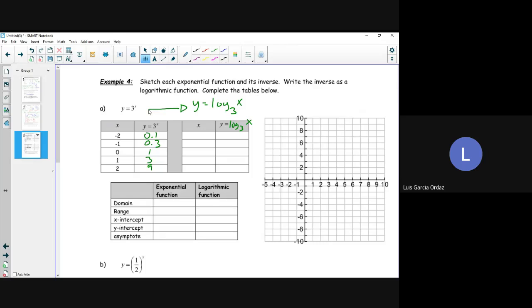So when we talk about an inverse function, what happens to the x values and y values of the normal function? They are switched, okay? So we're taking the same values, except our x values are going to be the y values from the parent function, and the y values of the inverse are going to be the x values from the exponential. So we get 0.1 and -2, 0.3 and -1, 1 and 0, 3 and 1, and then 9 and 2. So now all we're going to do is graph both of them.